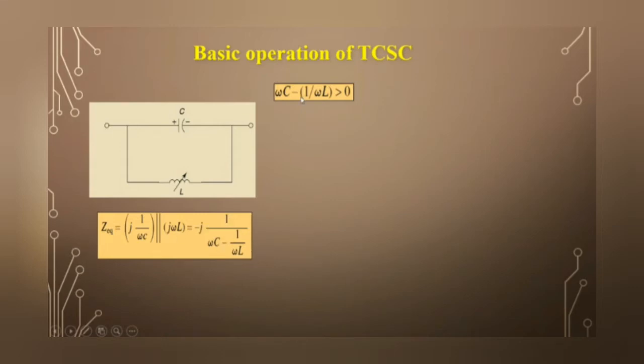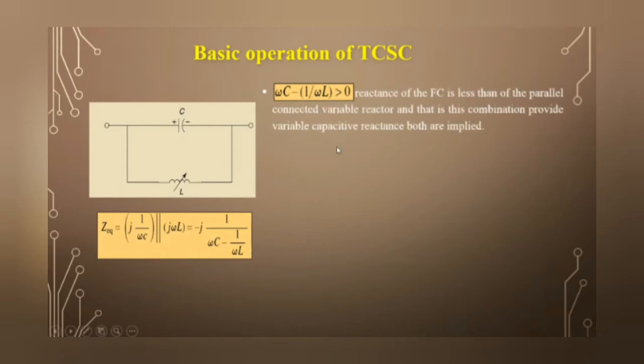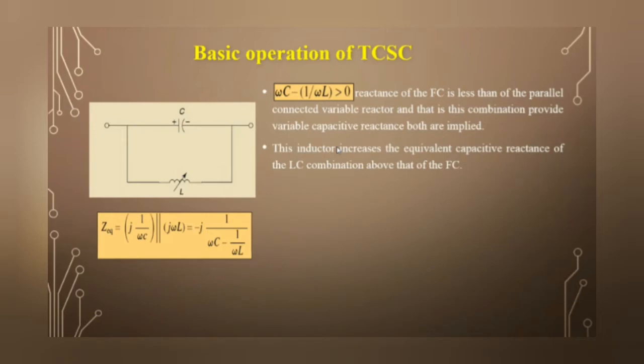Now if omega C minus 1 upon omega L is greater than 0, or in other words, omega L is greater than 1 upon omega C, the reactance of the fixed capacitor is less than that of the parallel connected variable reactor. And this combination provides a variable capacitive reactance. And this inductor increases the equivalent capacitive reactance of the LC combination above that of the fixed capacitor.